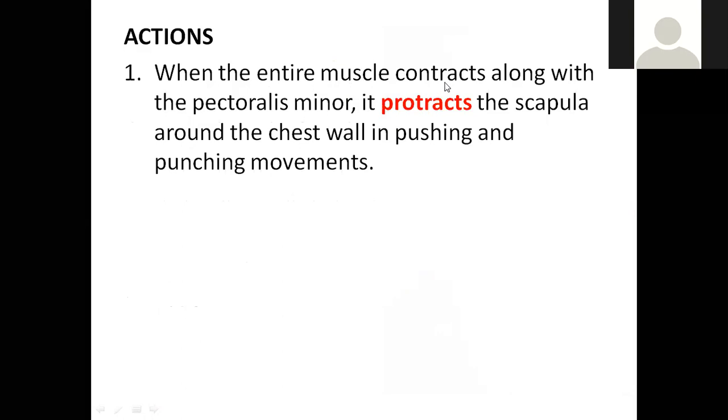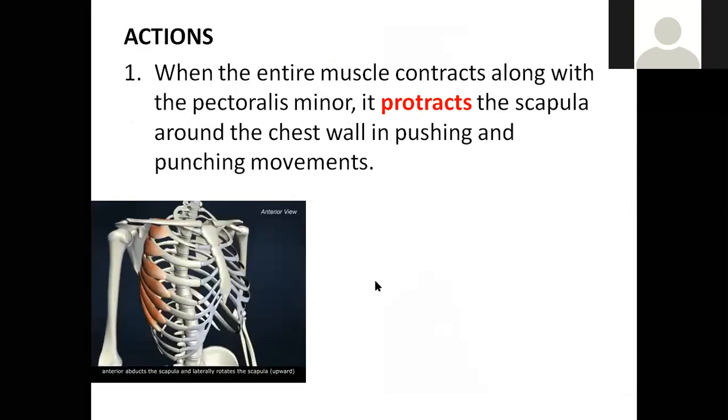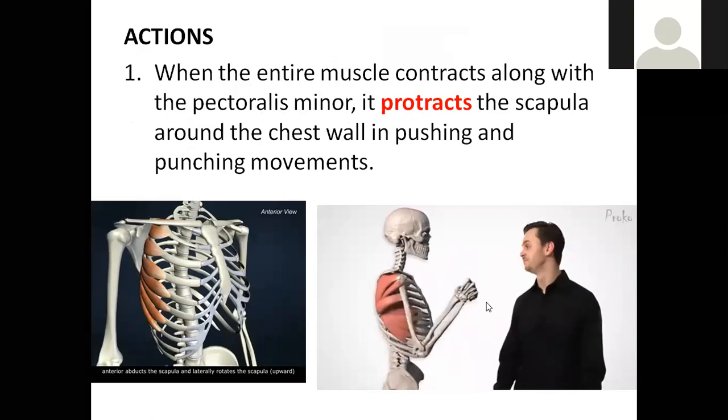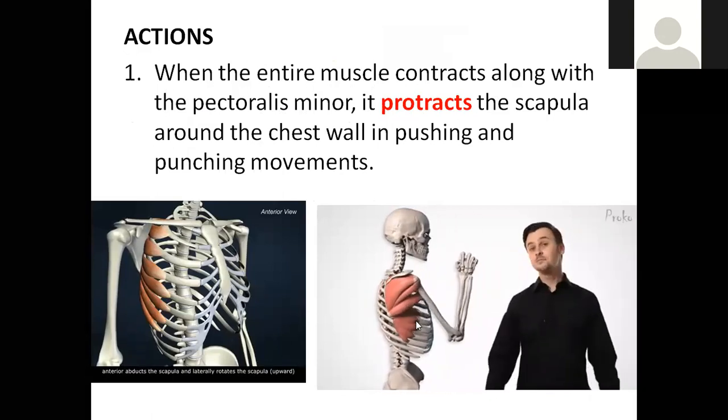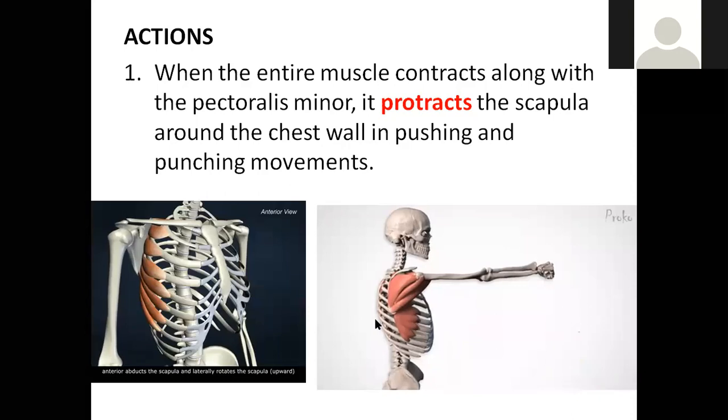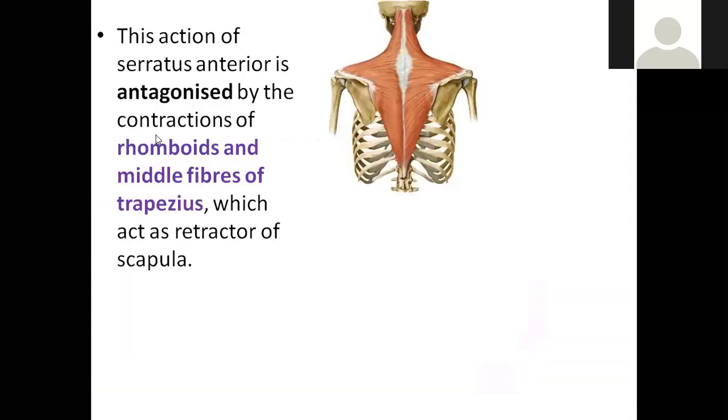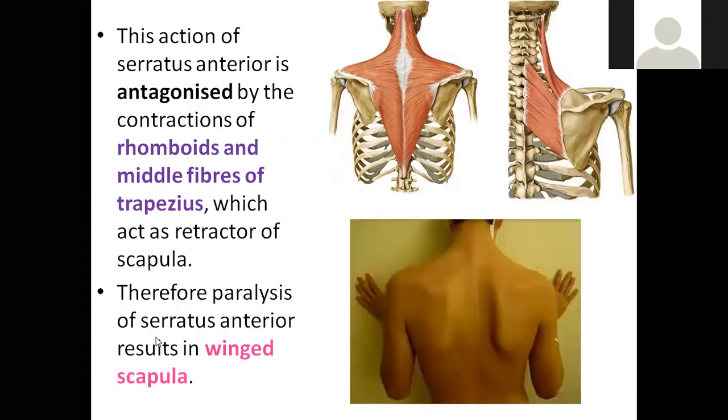So when the entire muscle is contracting, what does it do? Along with pectoralis minor, it protracts. I said this is protraction, this is retraction. And then protraction is also accompanied by something like pushing and punching movements. Okay, something like this. Then the actions of serratus anterior are antagonized, that means stopped, by other muscles like rhomboids and middle fibers of deltoid. You need not remember all these things also.